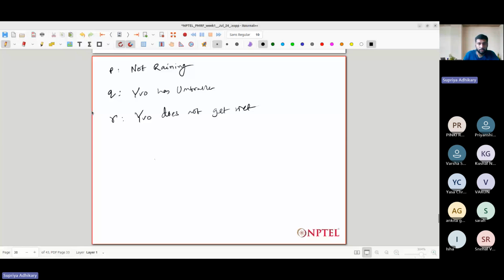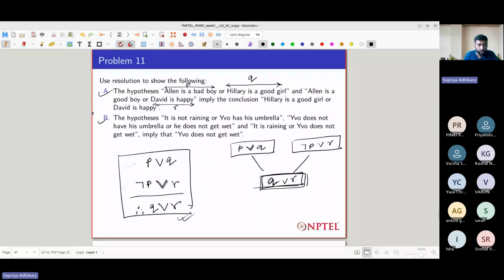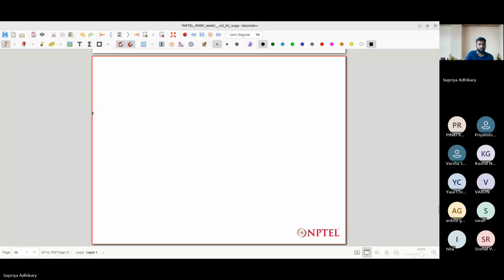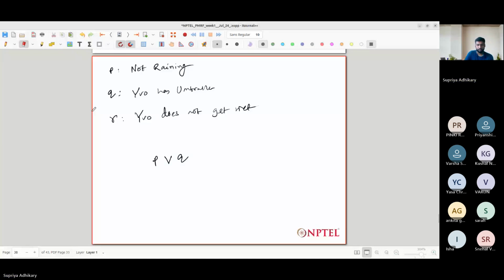The second is that UFO does not get wet, it is R, or P. Oh, sorry. UFO does not have his umbrella, or he does not get wet. So UFO does not have his umbrella, so that should be not Q, or it doesn't get wet. That should be this.